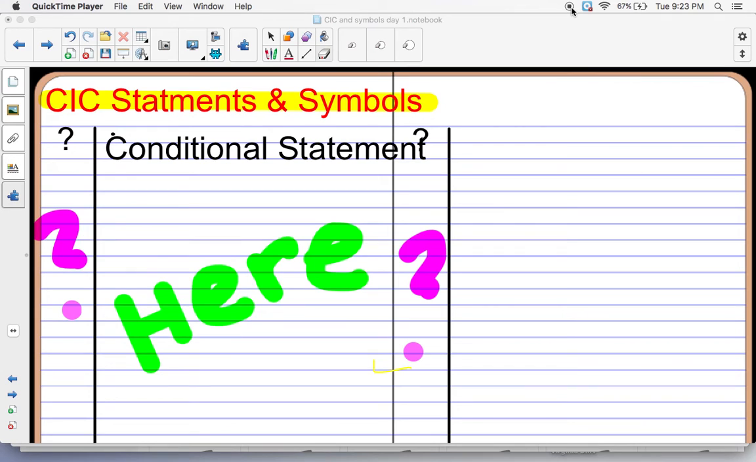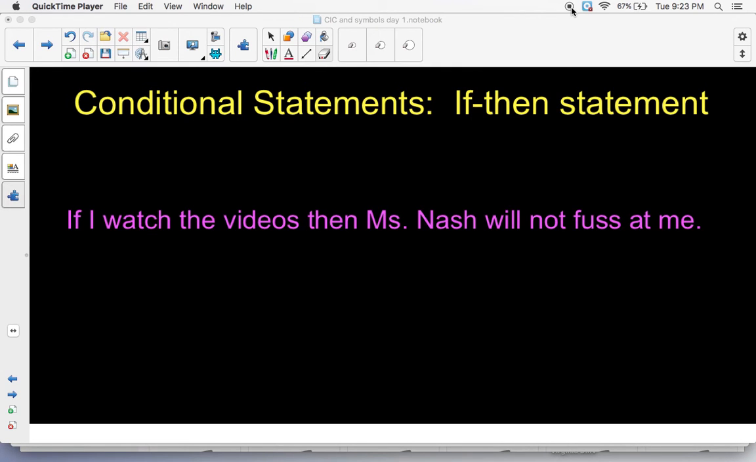Now, let's go ahead. What is a conditional statement? A conditional statement is an if-then statement. And you all use if-then statements all the time. For example, when you're at home, you're like, Mom, if I do this in school, then can I get these new pair of shoes? Or Mom, if I wash the dishes, can I go out and play? Or Miss Nash, if I do this, then you should let me listen to my music. And no, that's not happening. So you all know what an if-then statement is.